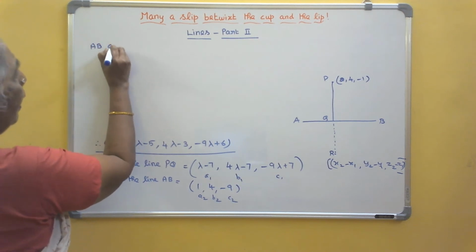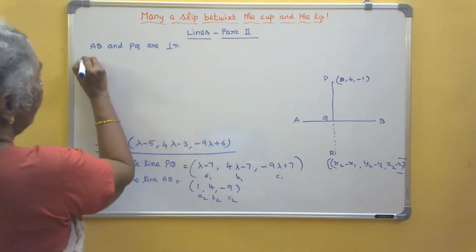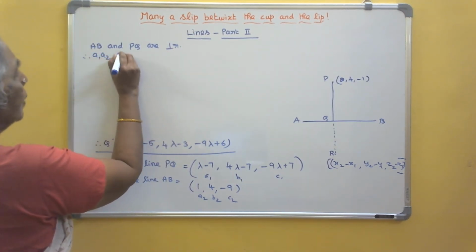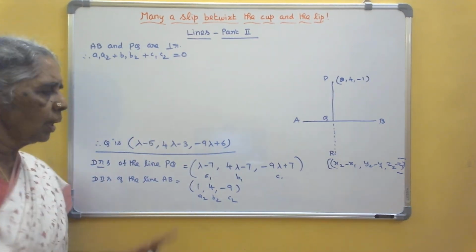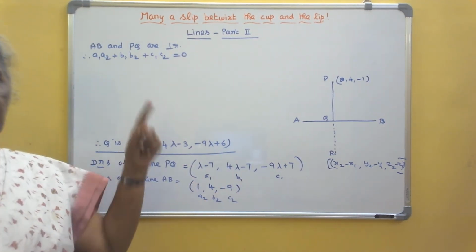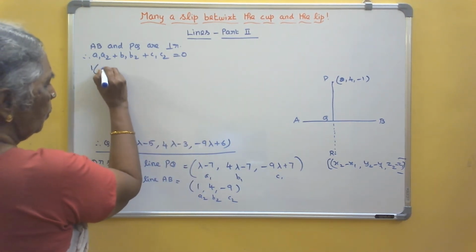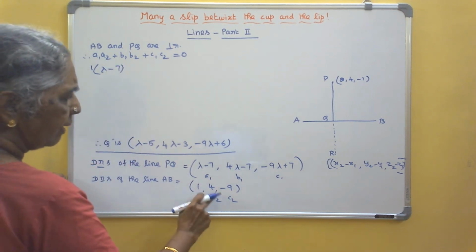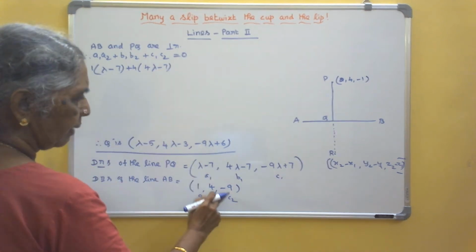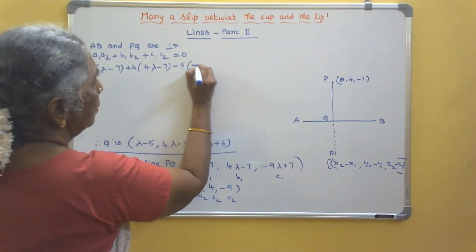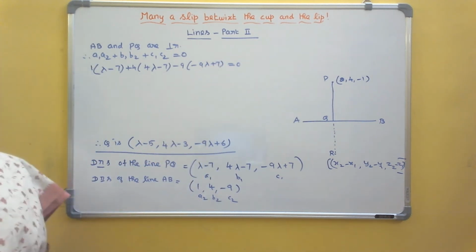Now, AB and PQ are perpendicular, right? Therefore, A1A2 plus B1B2 plus C1C2 is equal to 0. But mark here what A1, B1, C1 are and then write that formula. So now I will be getting 1 into (lambda minus 7), plus 4 into (4 lambda minus 7), minus 9 into (minus 9 lambda plus 7), that is equal to 0, right?